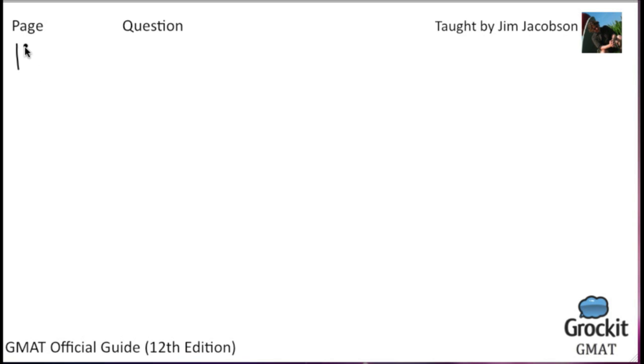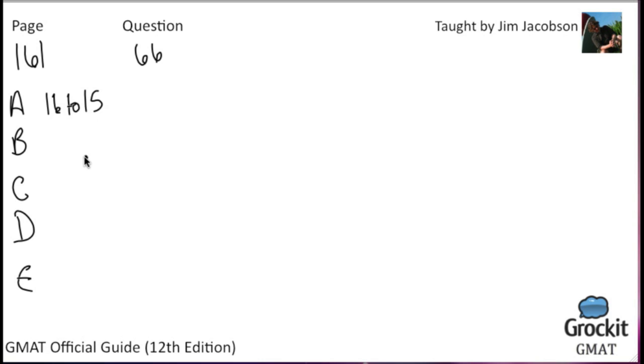So page 161, question number 66. We have A, B, C, D, E: 16 to 15, 9 to 5, 5 to 16, 5 to 4, and then 4 to 5.